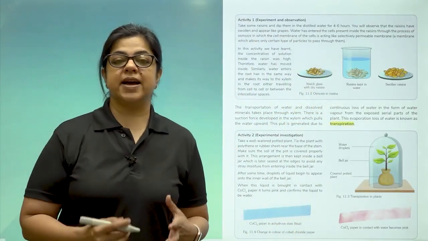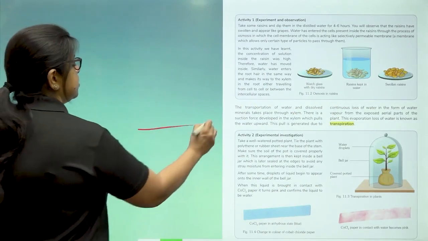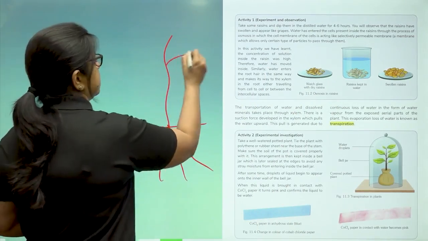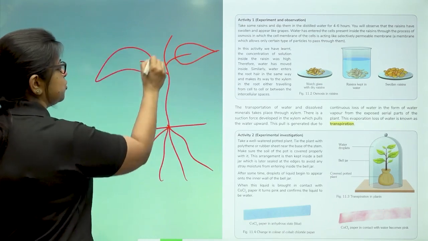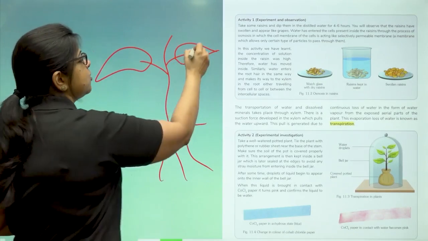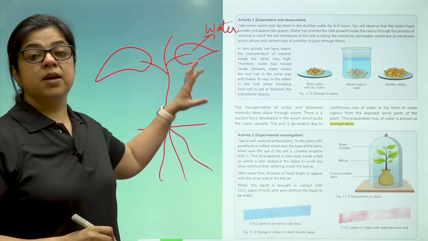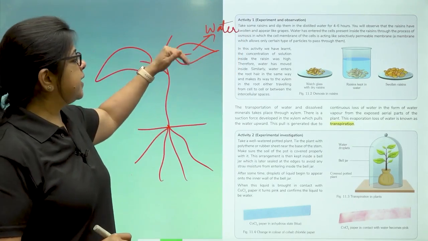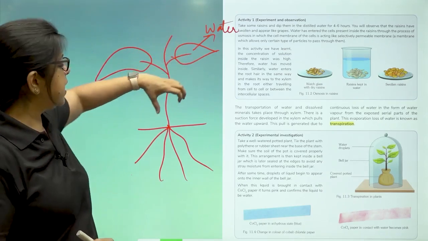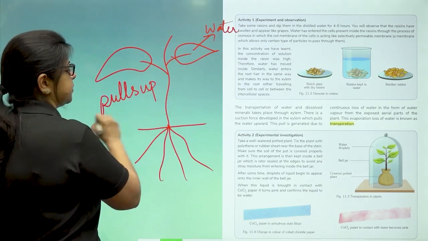Now let us understand how this transportation against gravity is possible. So let us again consider the basic structure of the plant. The leaves on top and the roots at the bottom. So what is happening in the leaves? They are constantly giving out water by the process of transpiration, because of which what is happening? There is a suction that is created. Because water is thrown out from here, a suction is created that pulls up the water.